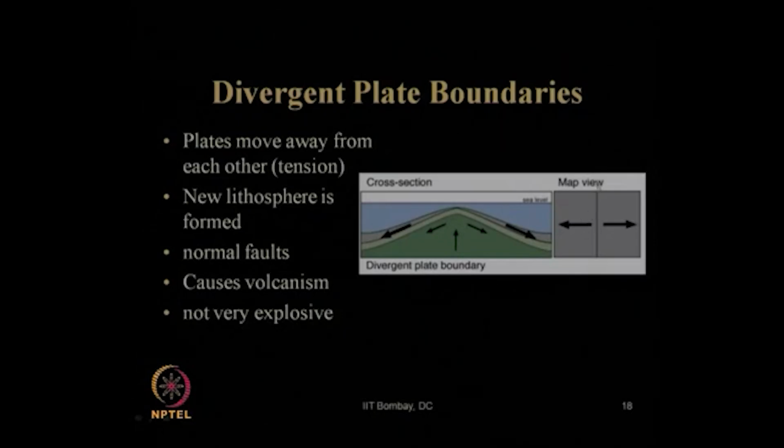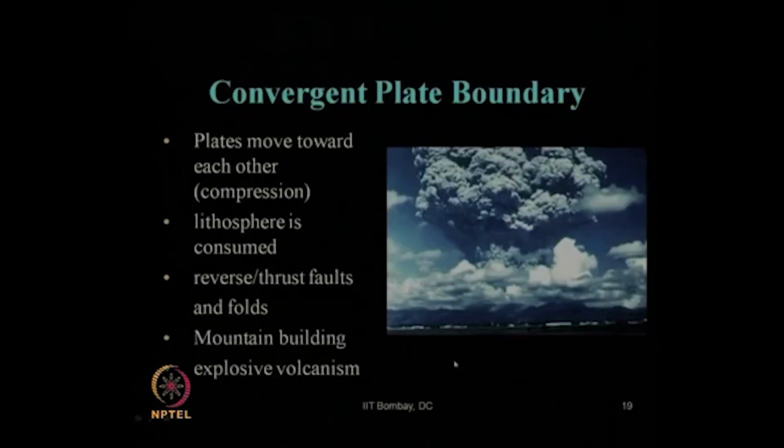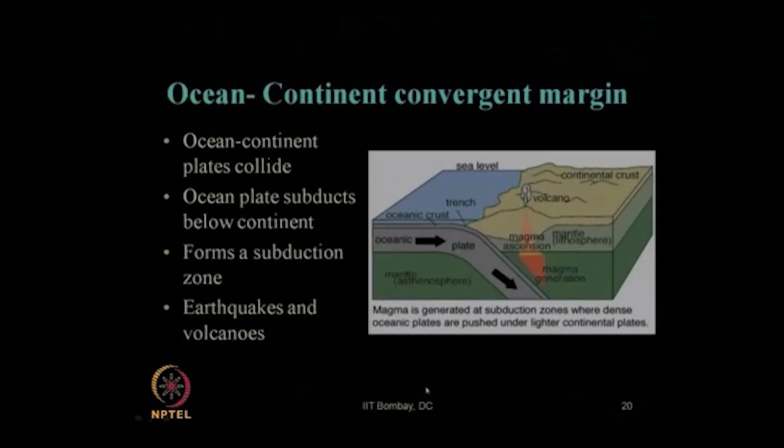Then we have seen the basic characteristics of divergent plate boundary movement, where volcanism can get formed, and the type of fault which gets created in the map view of the earth's surface is known as normal faults. The 2 plates move away from each other, and this type of movement does not create much of an explosion. Whereas in the convergent plate boundary, the lithosphere or ground surface gets consumed, and this occurs in reverse or thrust faults and folds.